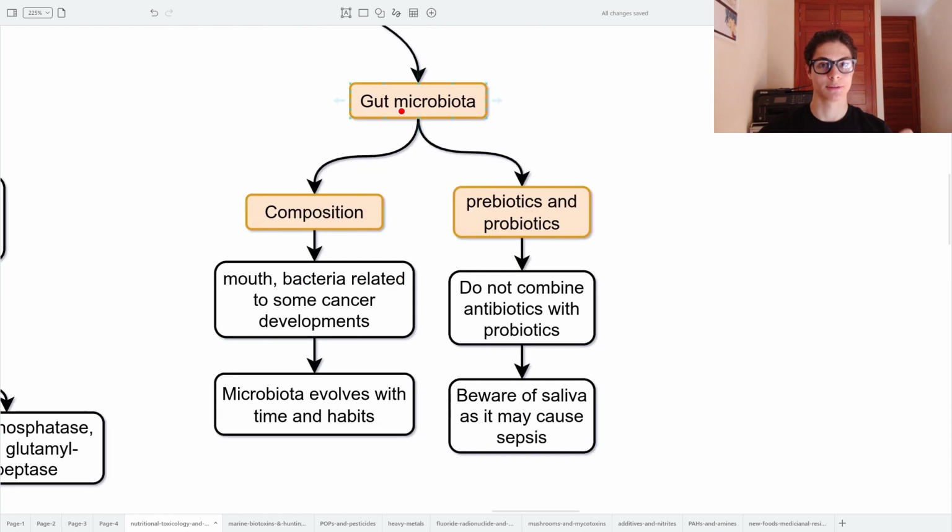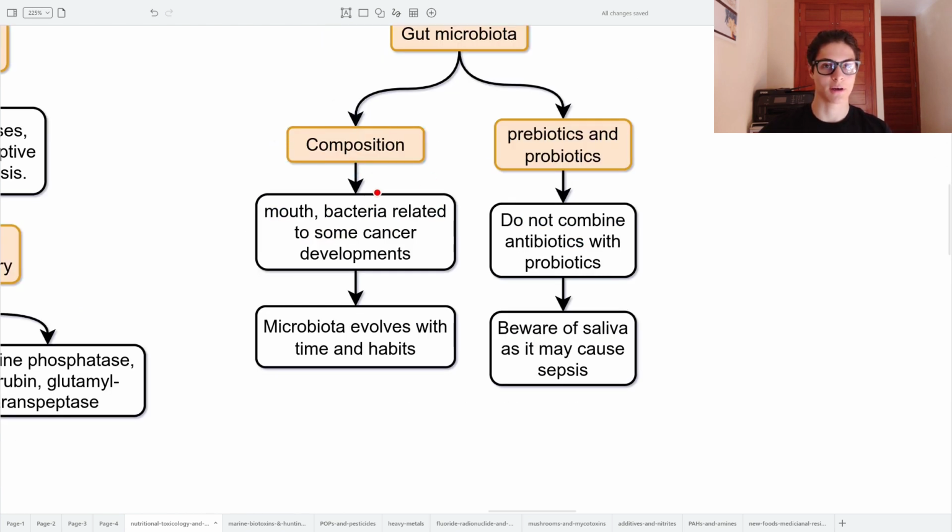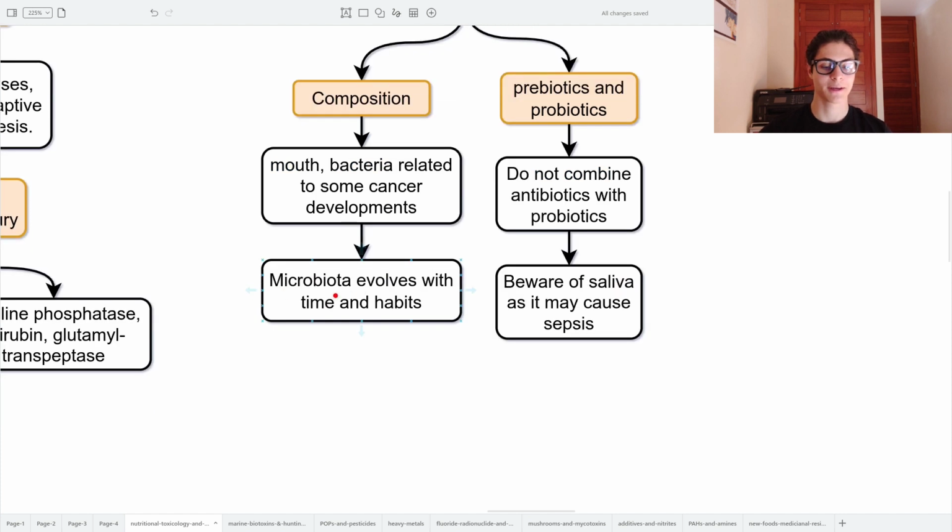And then last but not least, we have the gut microbiota. The composition, well, it differs a lot. It's not the same, the bacteria we have in the mouth as the one we have in the intestine. And the mouth bacteria is related to some cancer development if it's a dysbiosis. And the microbiota evolves with the time. As we age, it changes, and also with our habits.